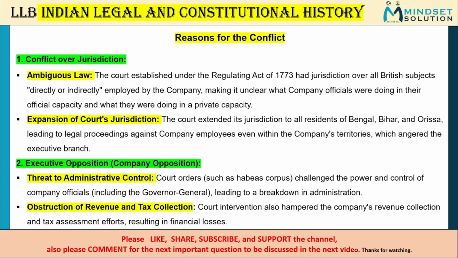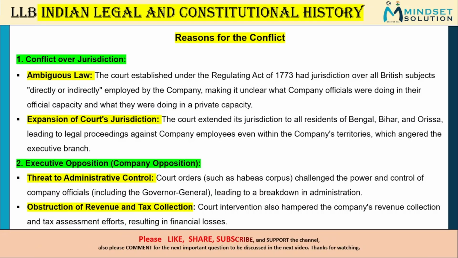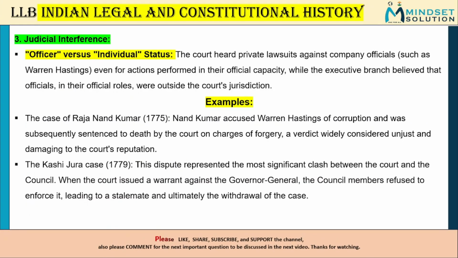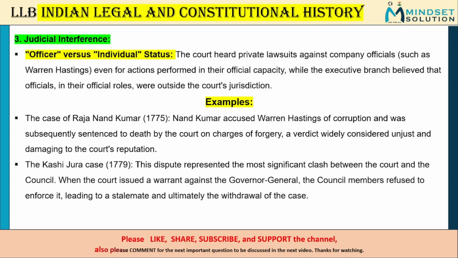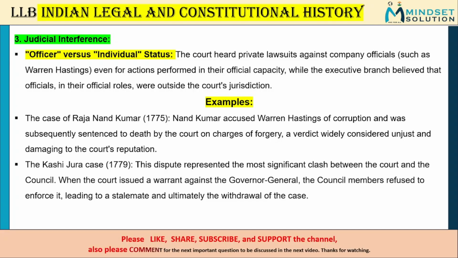Next is obstruction of revenue and tax collection. Court intervention also hampered the company's revenue collection and tax assessment efforts, resulting in financial losses. The next point is judicial interference, official versus individual status. The court heard private lawsuits against company officials such as Warren Hastings, even for actions performed in their official capacity. The executive branch believed that the officials in their official role were outside of the court's jurisdiction.